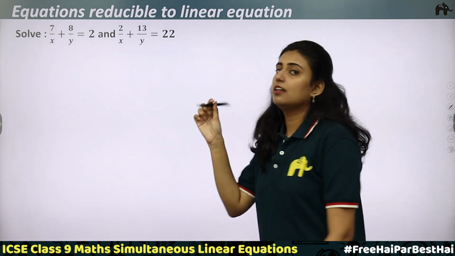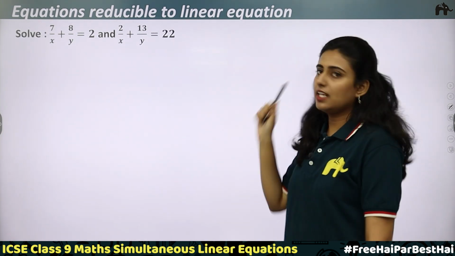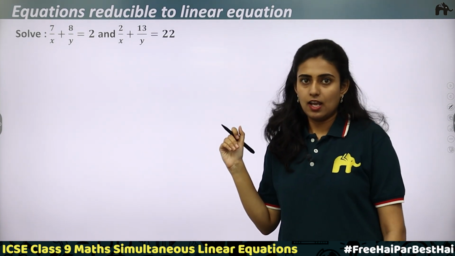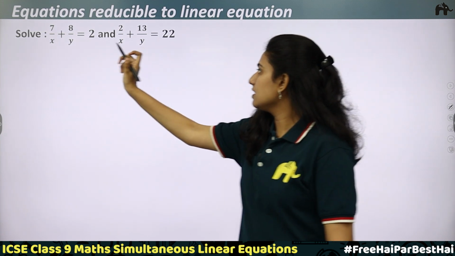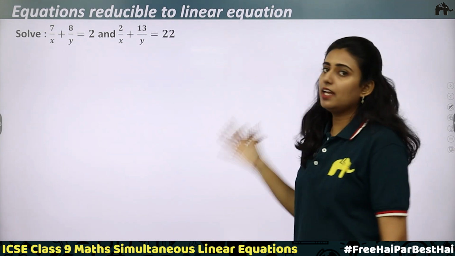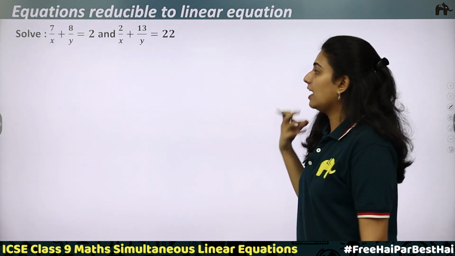In an equation, it should be linear to call it a linear equation, that is in a straight line. x and y variables should be in the numerator. So in these fractions, you can see that the x and y variables are in the denominator. We are going to convert it into a linear equation and then solve to find the value of x and y.